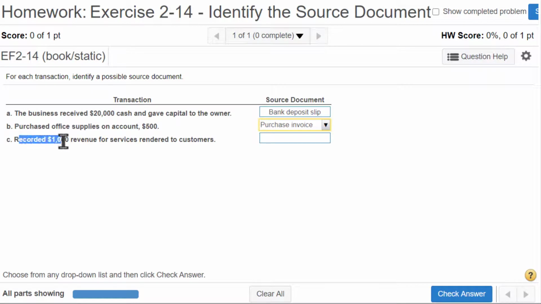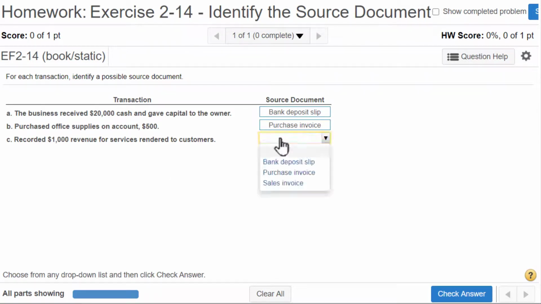And next it says recorded $1,000 revenue for services rendered to customers. Remember, rendered just means performed. So we performed some services and it's $1,000 of services that we performed. So how do we know that this existed? That would be from a sales invoice. Remember, sales invoice means we did the selling.